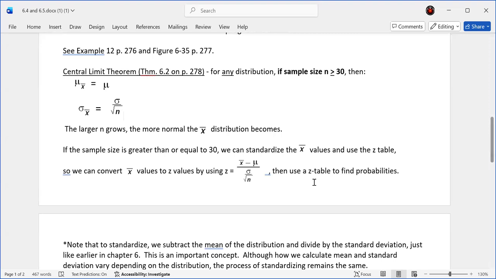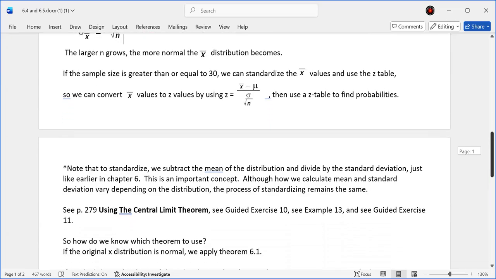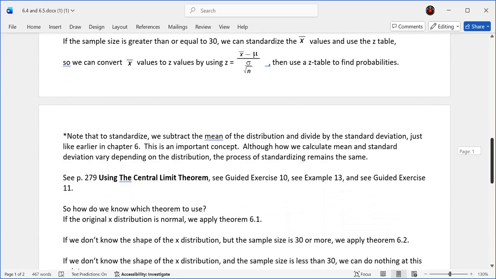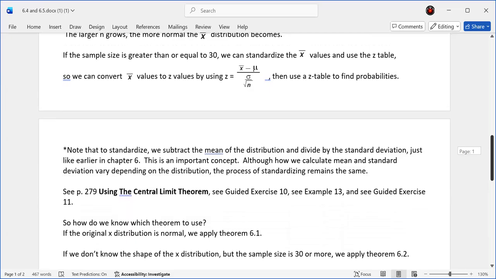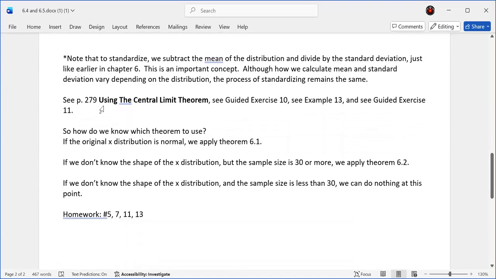Well, in your case, you're going to be using a graphing calculator, right? The commands of which you'll see provided in the notes, by the way. So take a look at page 279 using this central limit theorem. Look at guided exercise 10 and so on. Look over the recommended material.